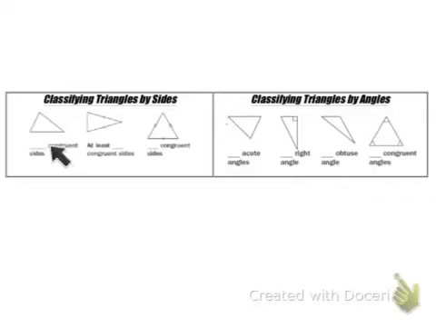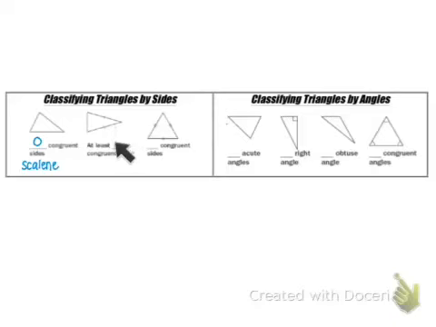So with the first triangle here, if we have three sides that are not congruent at all, and the diagram's kind of small, there are no tick marks that represent congruency. If that occurs and we have no congruent sides, we call that triangle a scalene triangle.